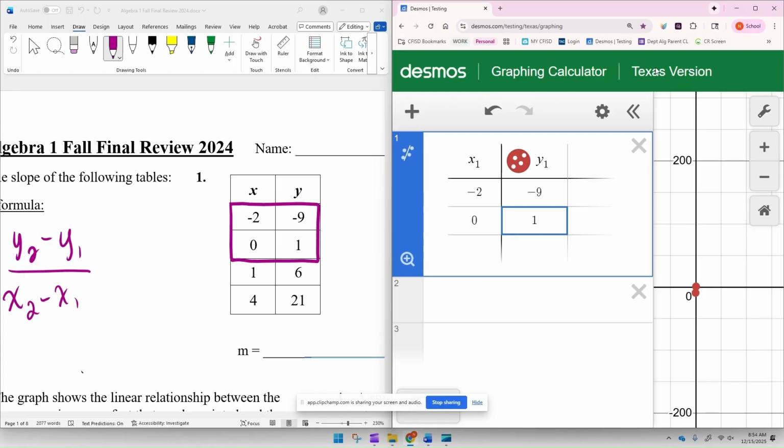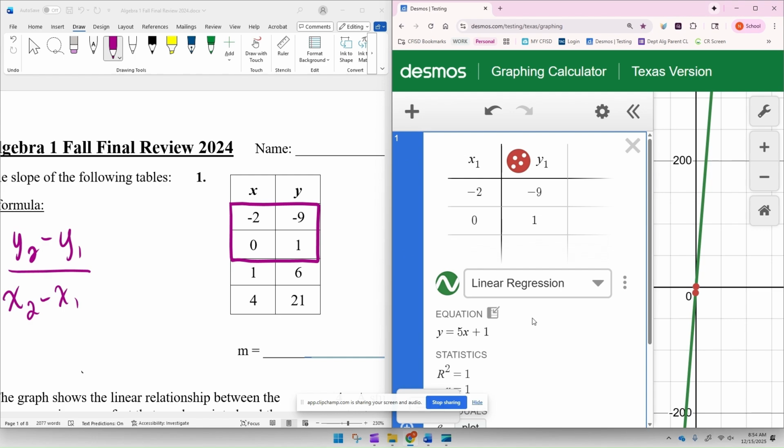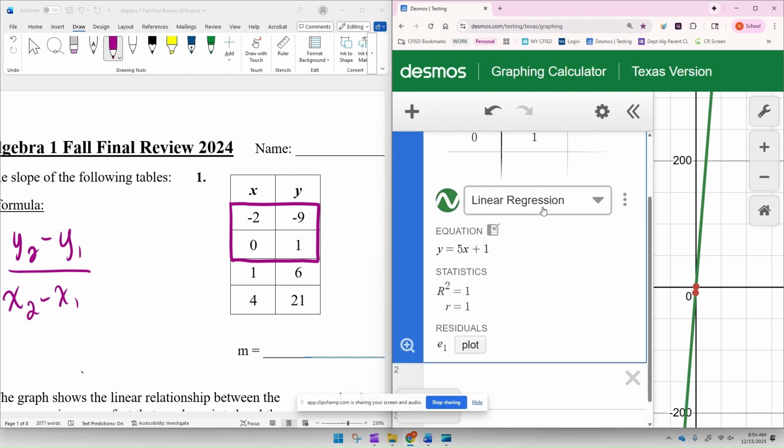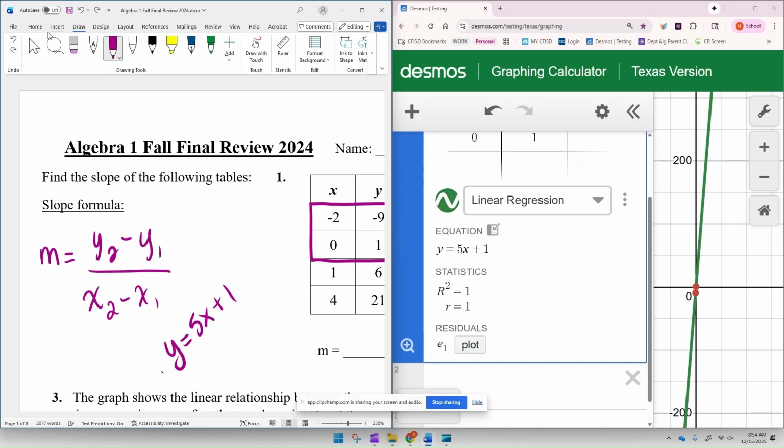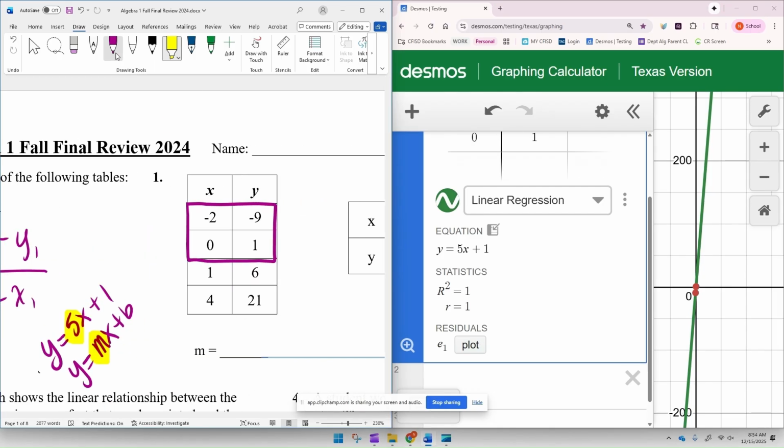Now once I have my table in, I'm going to click the add regression button. This is linear, so I'm looking at my equation. The equation given to you is y equals 5x plus 1. In slope-intercept form, y equals mx plus b, the coefficient with the x is our m, which is our slope. So our slope for this problem is going to be 5.